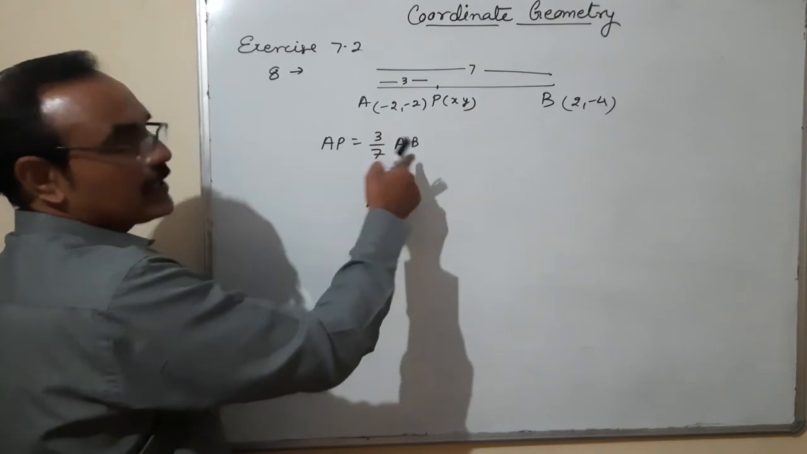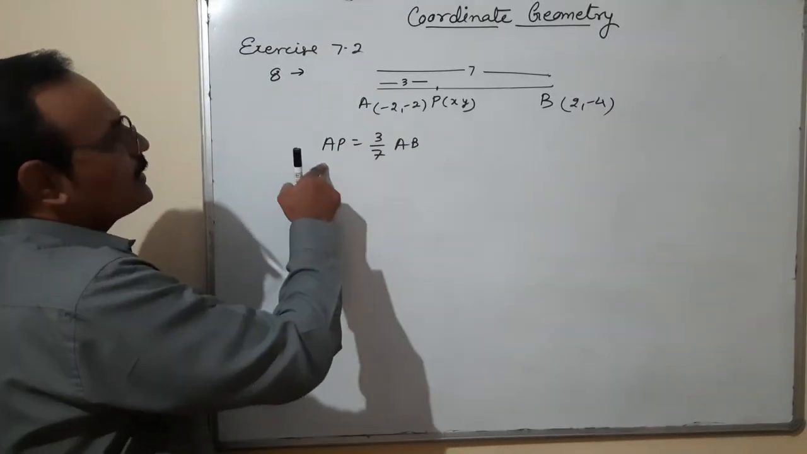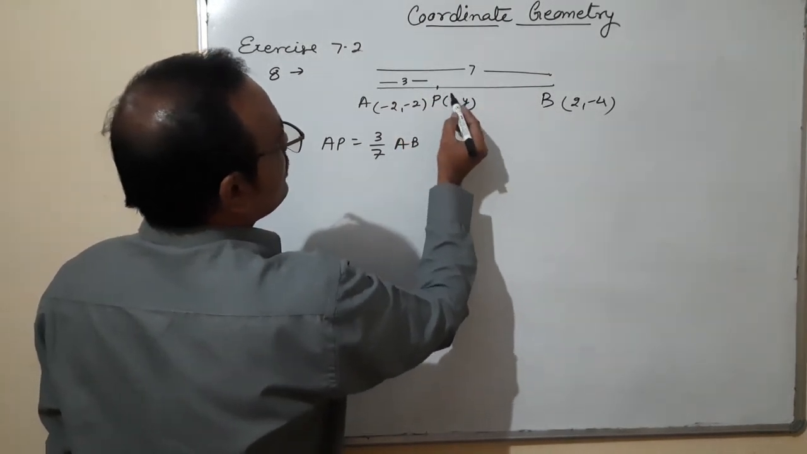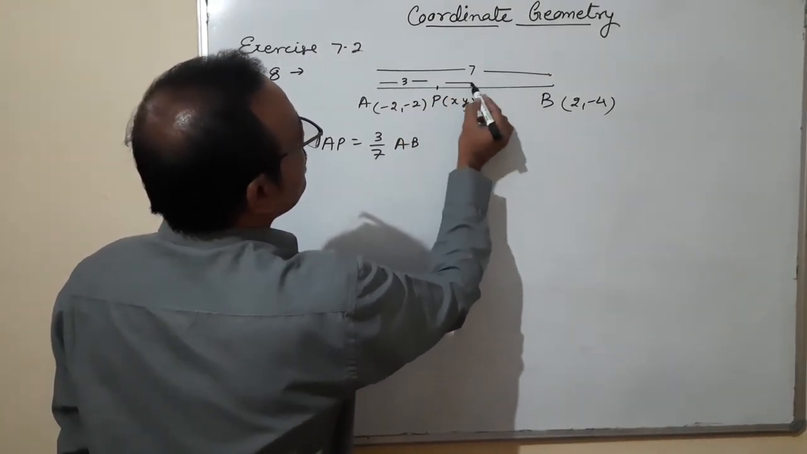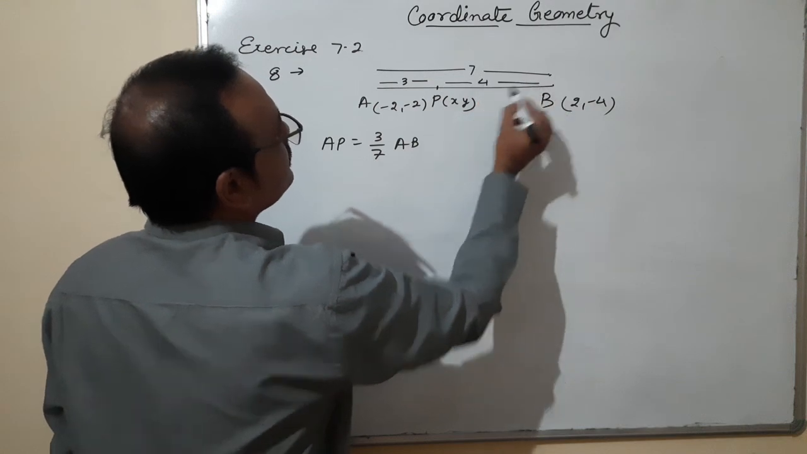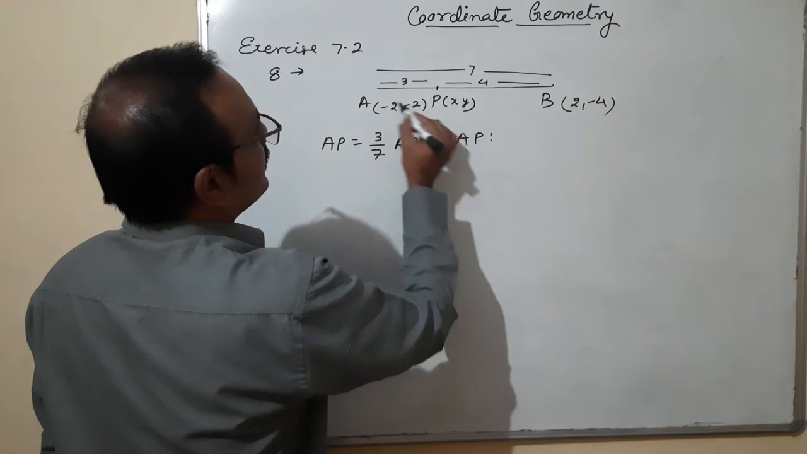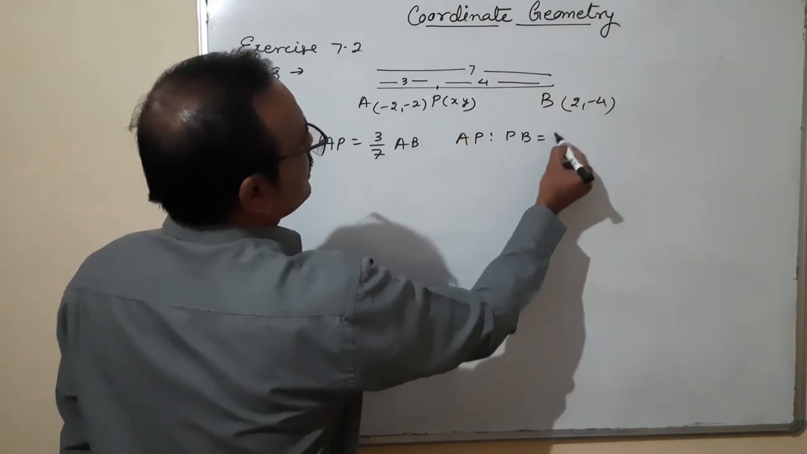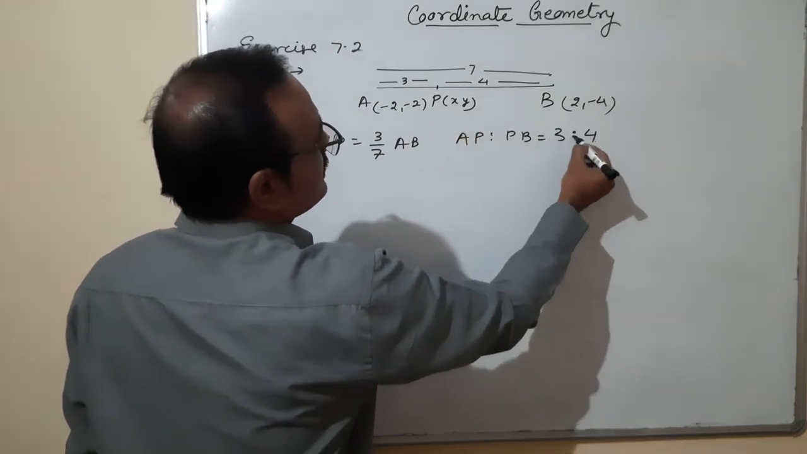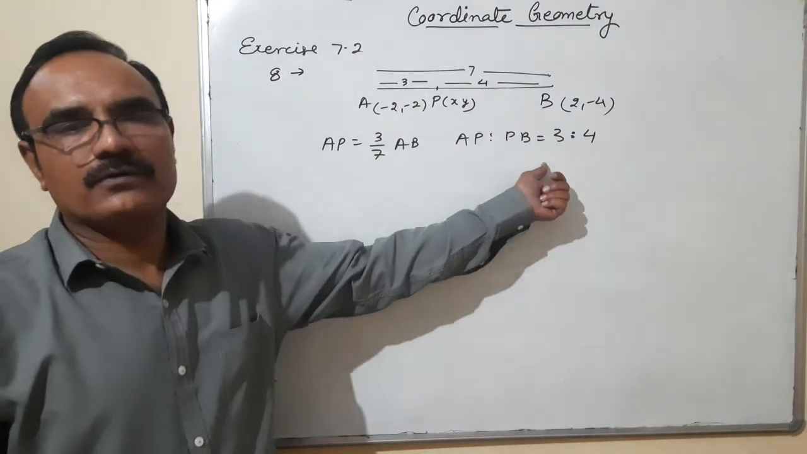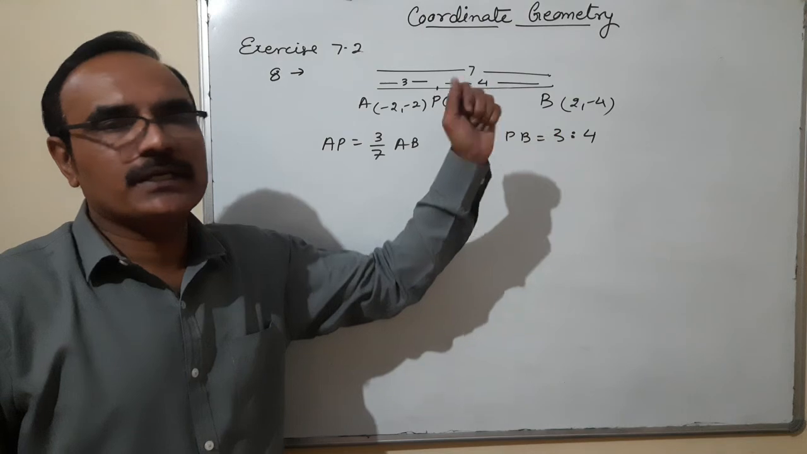AP is equal to 3 upon 7 AB. 3/7 of AB is equal to AP. So up to here is 3. Can you tell me what is the value from P to B? 7 minus 3, it is 4. So that means the ratio AP to PB is equal to 3/4. Is that okay? It is not actually 3/7, it is 3/4. AP is to PB as 3 to 4.